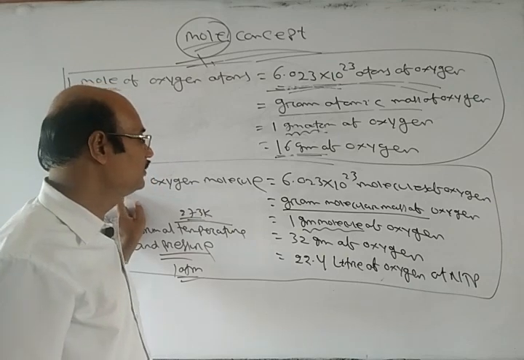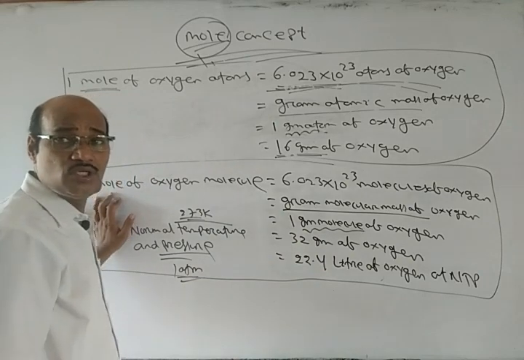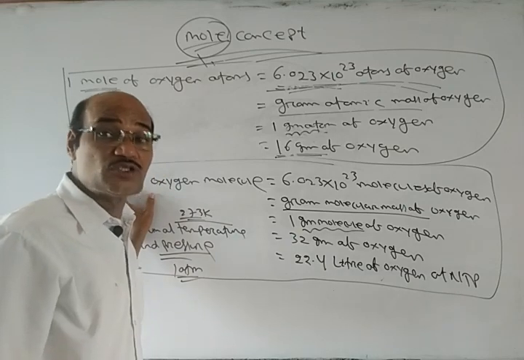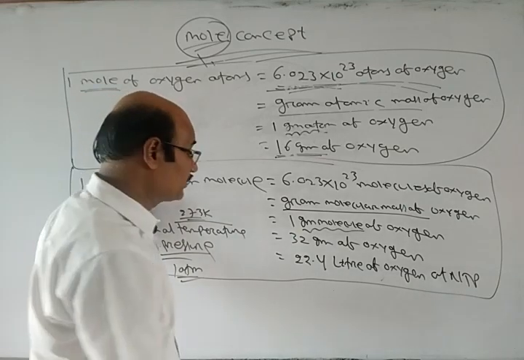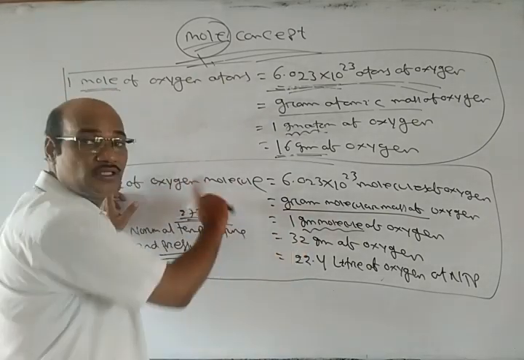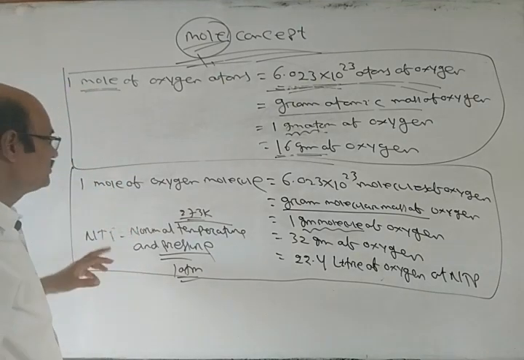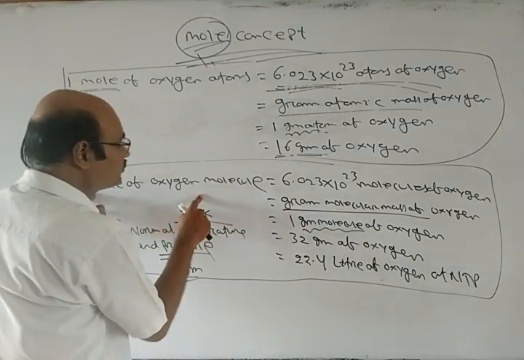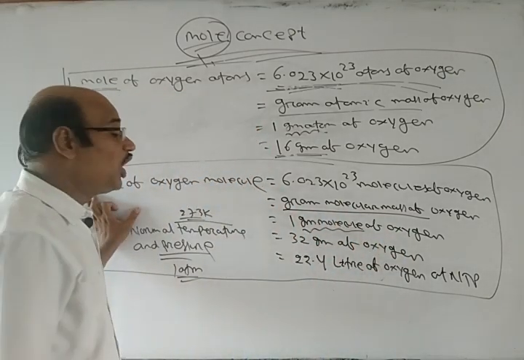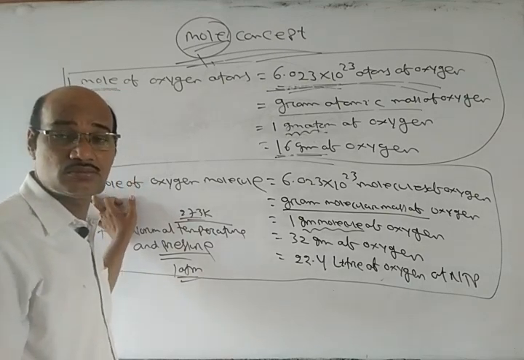Right. Similarly, I can relate mole to mass. 1 mole of oxygen equals 32 gram. So what is the mass of 3 moles of oxygen? 32 into 3, 96 gram. So mole to mass, mass to mole, we can correlate. Similarly, I can compare with the gram molecule. 1 mole of oxygen equals 1 gram molecule of oxygen. So how many gram molecules of oxygen will be there in 3 moles of oxygen? 3 gram molecules is the answer.